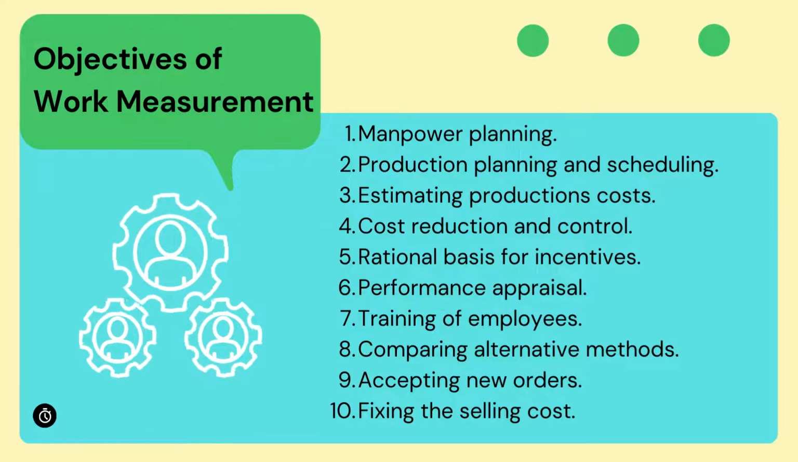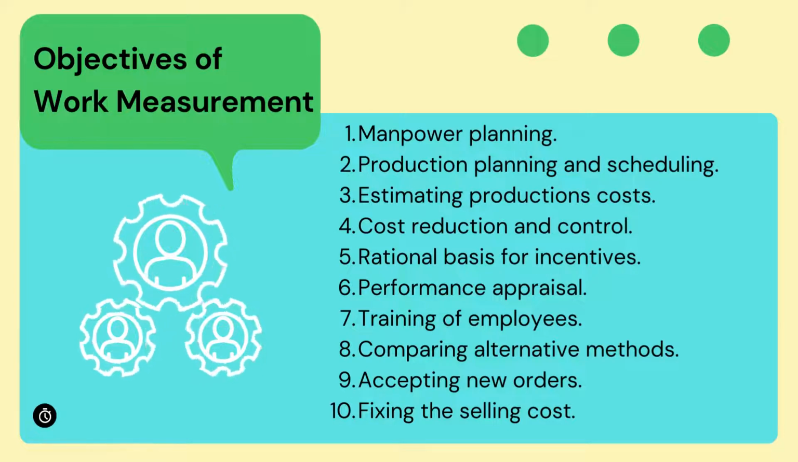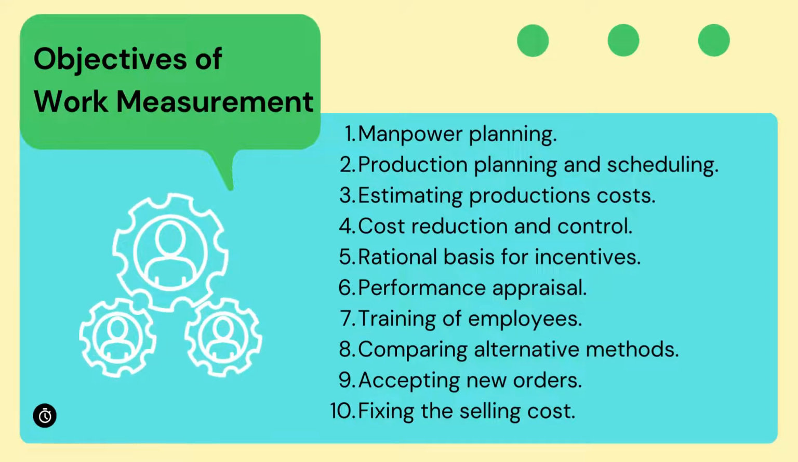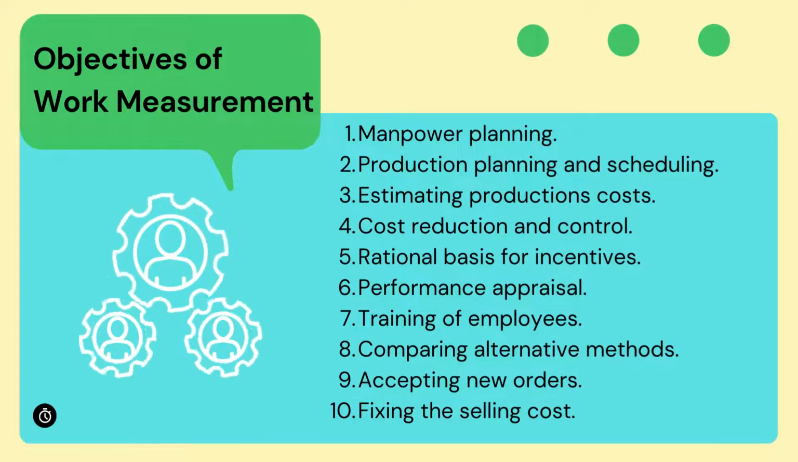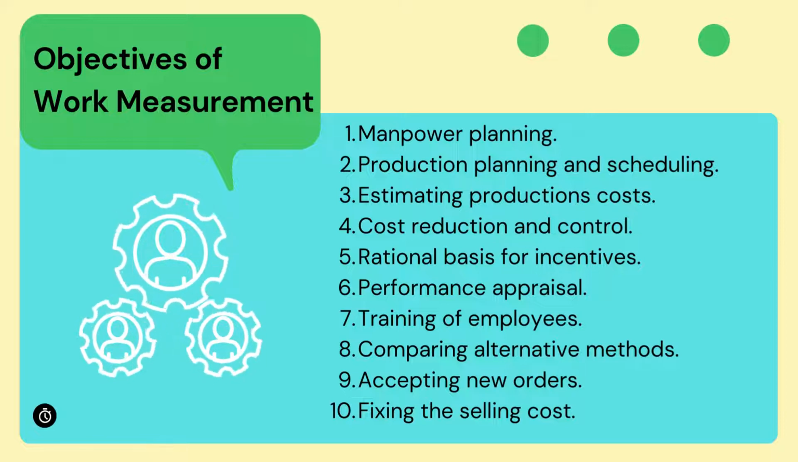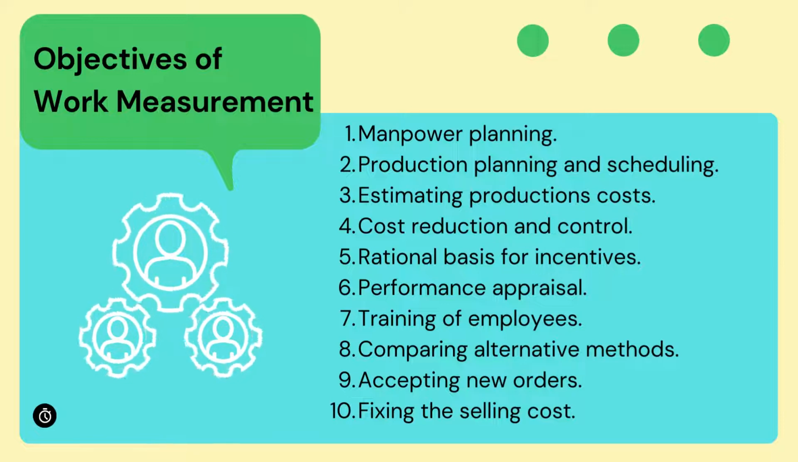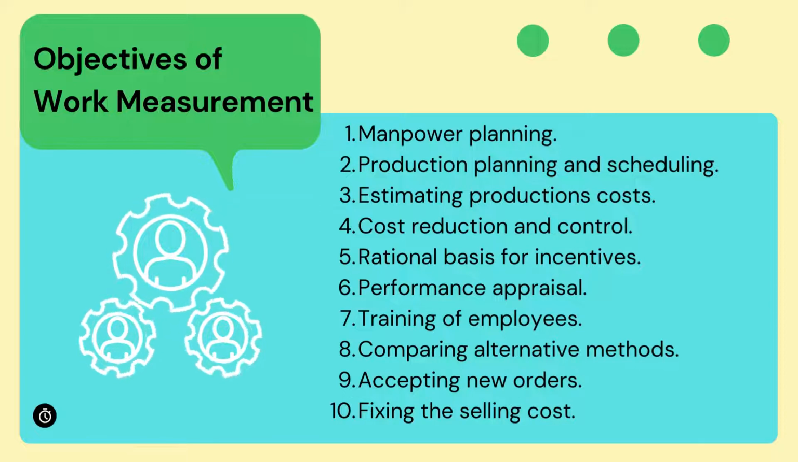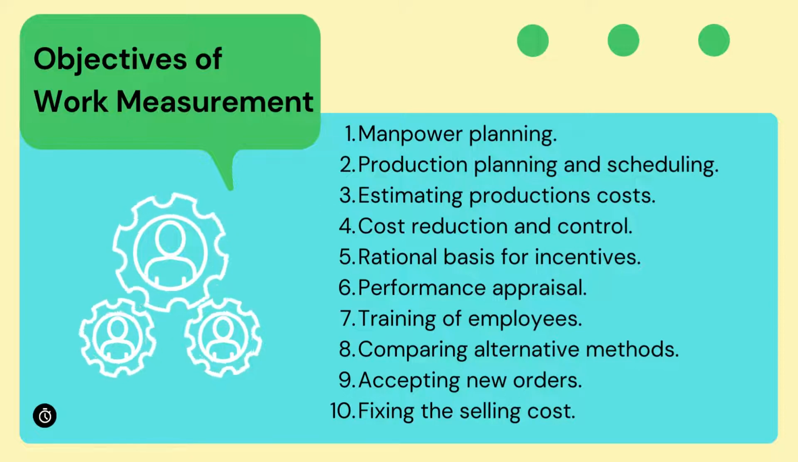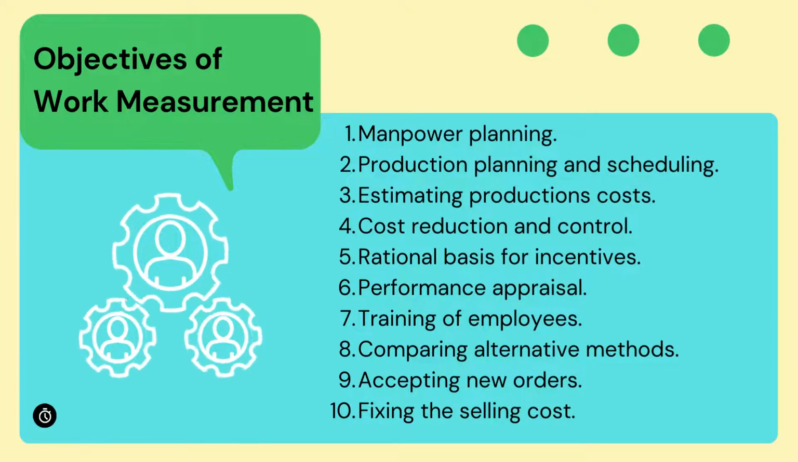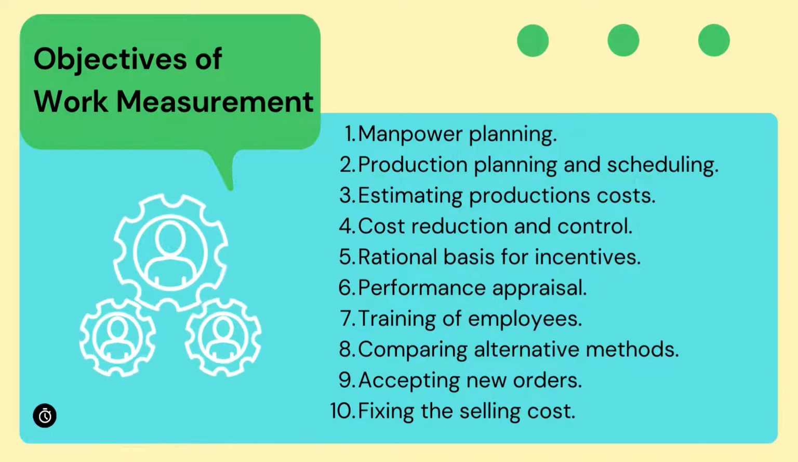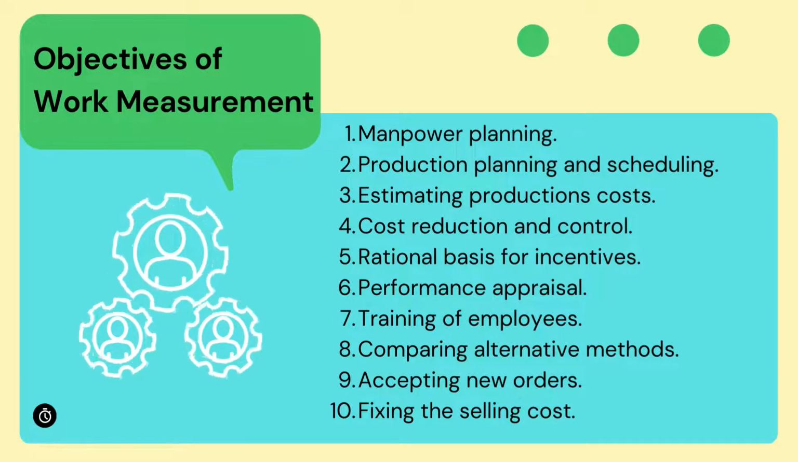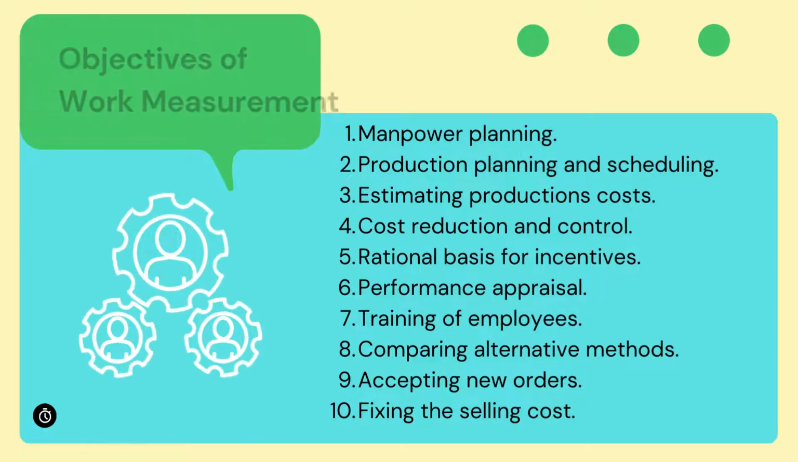So again, we have 10 objectives of work measurement, and these are as follows: manpower planning, production planning and scheduling, estimating production cost, reduction and control, rational basis for incentives, performance appraisal, training of employees, comparing alternative methods, accepting new orders, and lastly, fixing the selling cost.